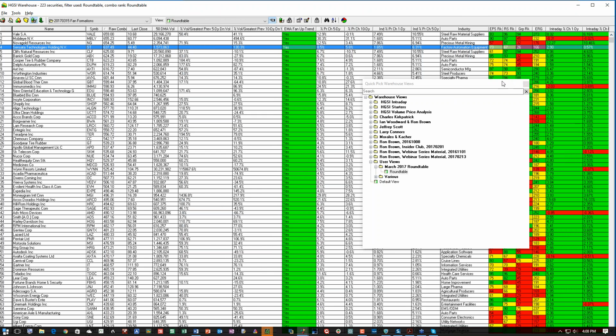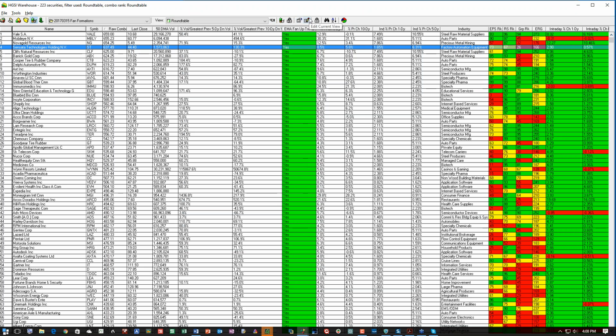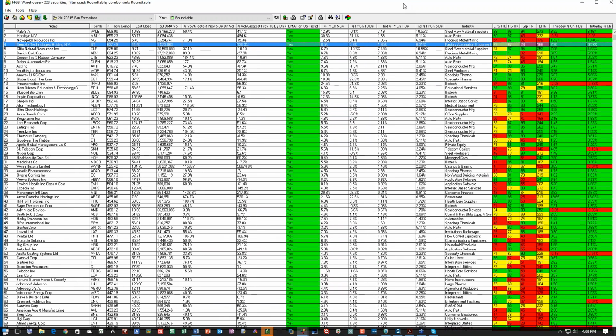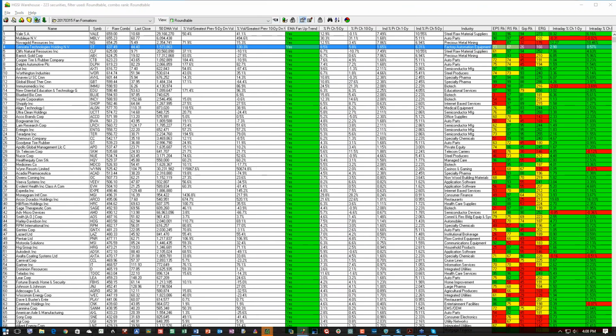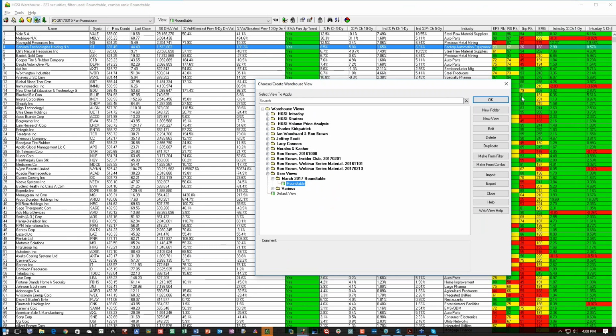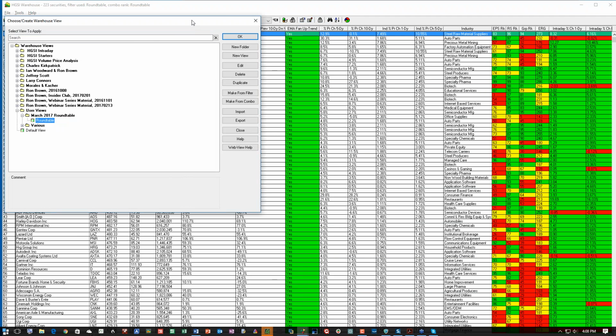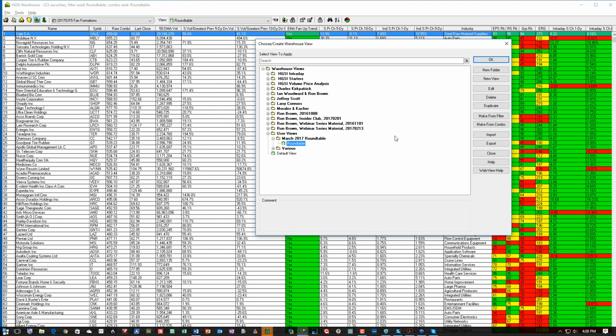Now I want to show you a neat little trick here. Some of you probably know about this, but others probably don't. I'm clicking up here. This is the Choose Create view, right here. I'm going to click on that, and I'm going to make a view from a filter.